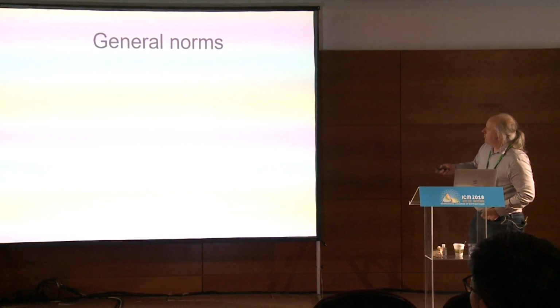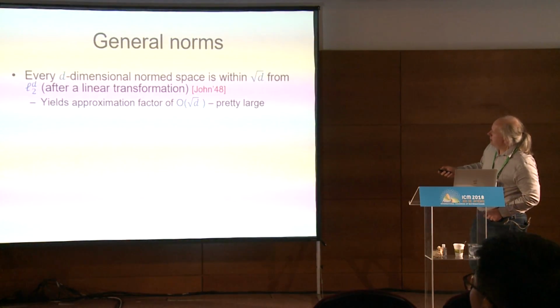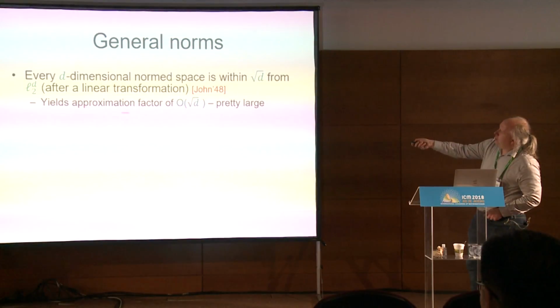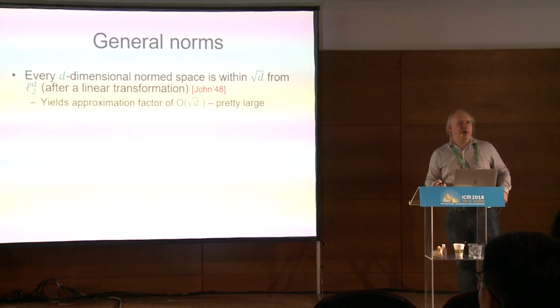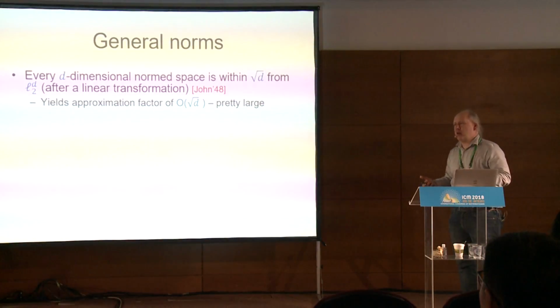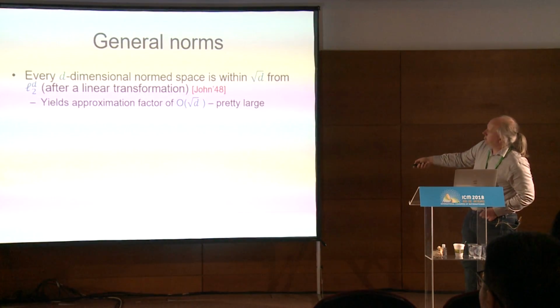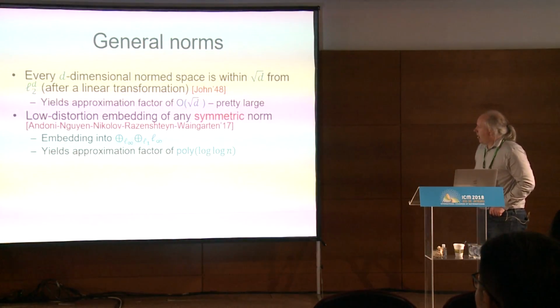And that changed quite recently, but before I describe that, let me just make a very simple observation, which is that it is easy to get an algorithm for any norm, but with a very large approximation factor, right? And this is because you can take any norm and embed it into Hilbert space with a square root of the distortion. So this works, but the square root of the distortion is pretty large.